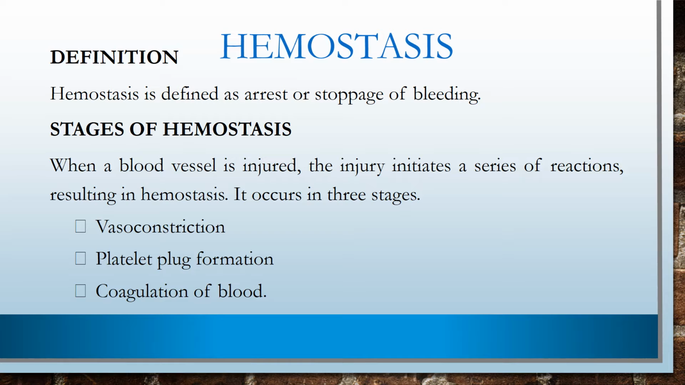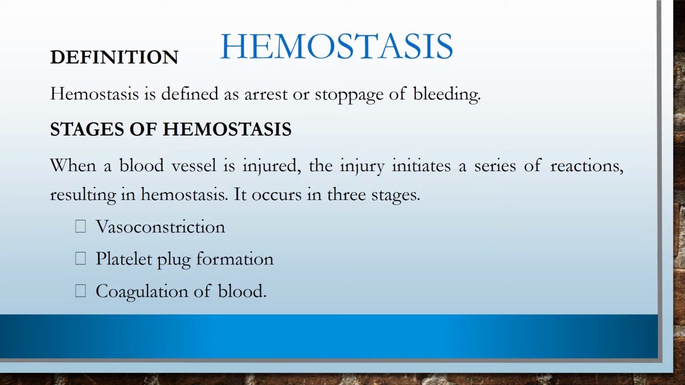So we will start with the basic definition of hemostasis. Hemostasis is defined as the arrest or the stoppage of bleeding. That is, it is a process to prevent and stop the bleeding process, and it is the first stage of wound healing as well as a process in the blood coagulation, and this involves the coagulation and blood changing from a liquid to a gel form.